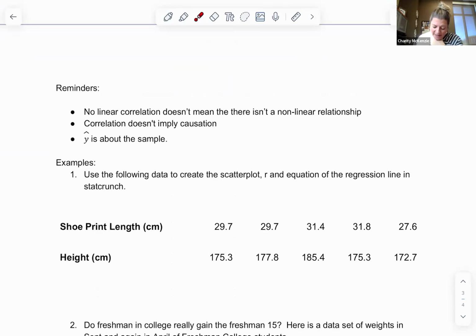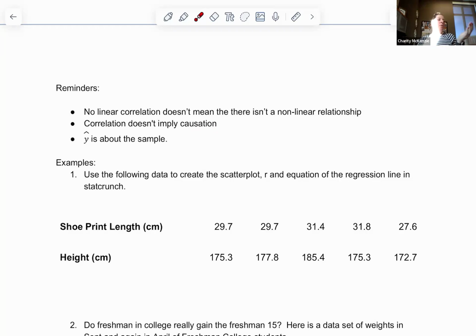Okay, so a couple big reminders here. No linear correlation doesn't mean there isn't a relationship. It just means there's not a linear one. Okay. Also, I already said this, a correlation doesn't imply that one causes the other.